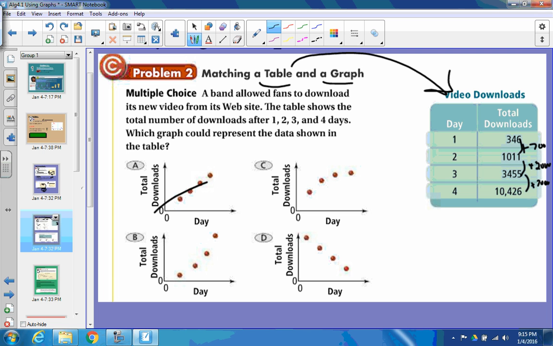So I'm going to say no to this one and no to this one because as the days go on, the downloads are not going down. So that's why this one's out. C, it looks like they're still going up, but they're not going up by as much. And B looks like each day they're going up more and more. This is a one increment. This is a more increment, even higher increment. So I'm going to go with part B because if you look at the table, each day it's getting more and more for that day.